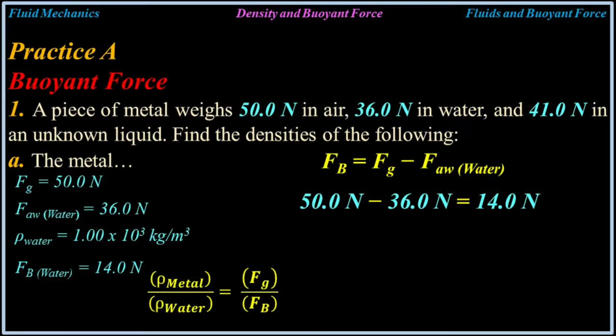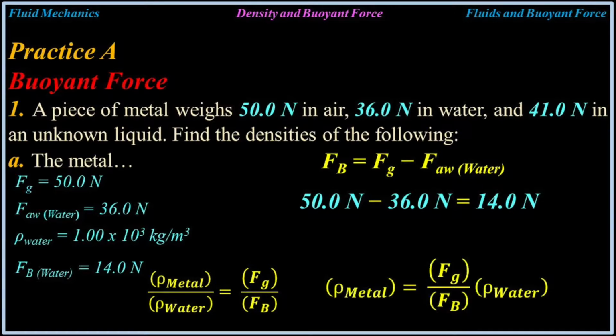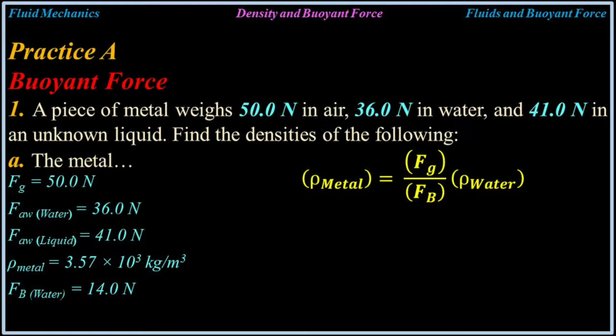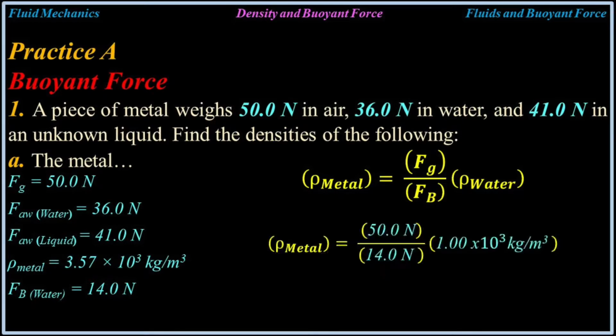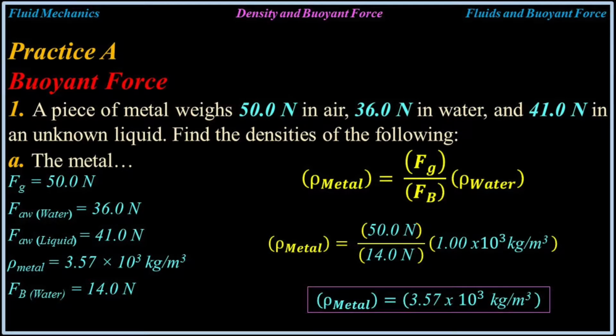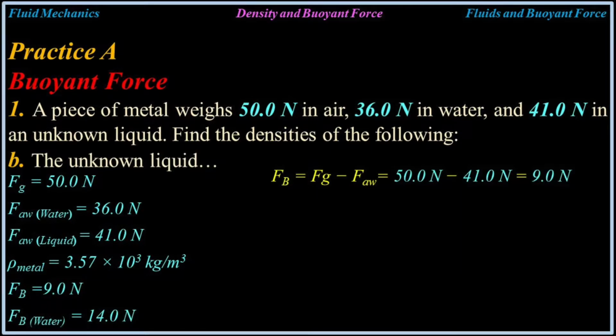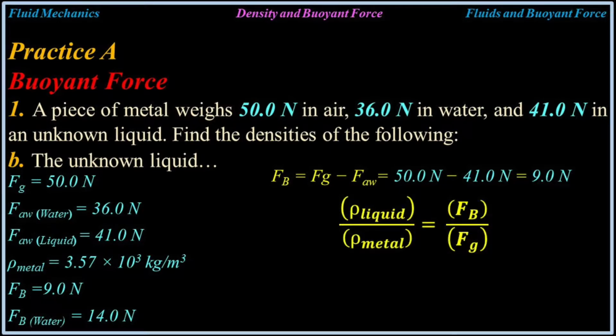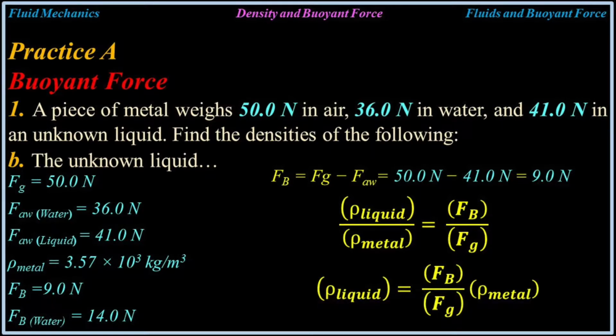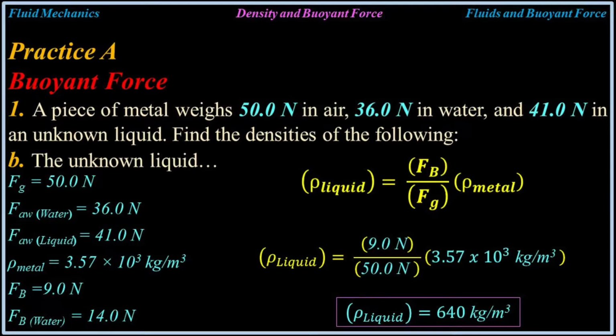Here's the density of the metal over water, Fg over Fb. Rearrange for the density of the metal, plug in the values, and solve. There are the values. The density of the metal is going to be 3.57 times 10 to the third kilograms per meter cubed. Now continue. The apparent weight is AW. Again, now we can figure out the density of the liquid, and it's going to be 640 kilograms per cubic meter.